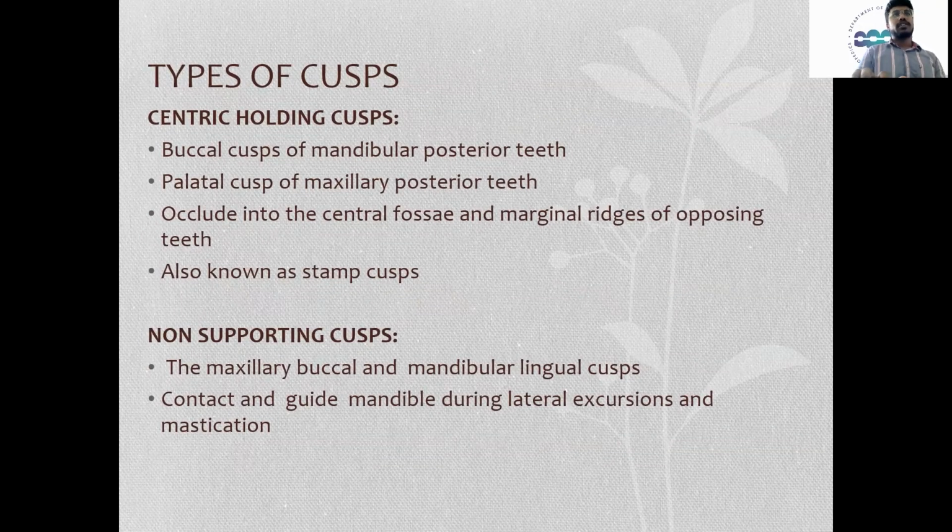Now, on a tooth, there are various types of cusps. First is centric holding cusps. They are the buccal cusps of mandibular posterior teeth and palatal cusps of maxillary posterior teeth. These cusps occlude into the central fossae and marginal ridges of the opposing teeth. These cusps are otherwise known as stamp cusps. Next comes the non-supporting cusps. They are maxillary buccal and mandibular lingual cusps. They basically contact and guide the mandible during lateral excursion and during the process of mastication. Also protrusive movements.